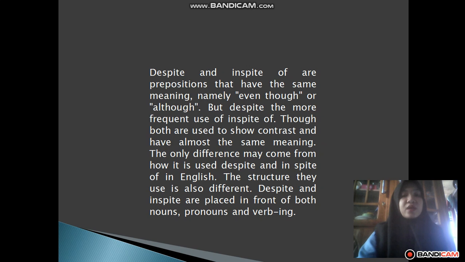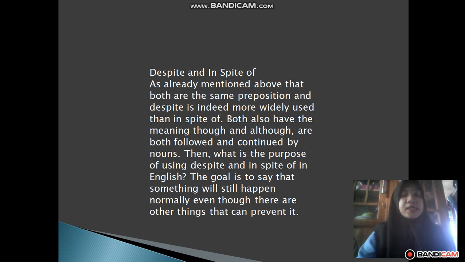Despite and in spite of are placed in front of nouns, pronouns, and verb-ing. As already mentioned above, both are the same preposition, and despite is indeed more widely used than in spite of. Both also have the meaning of though and although, and both are followed by nouns.